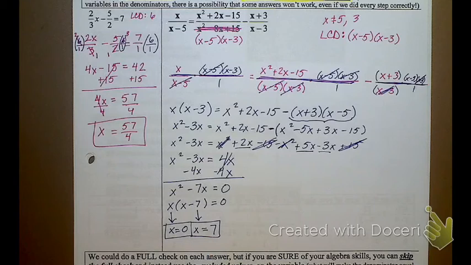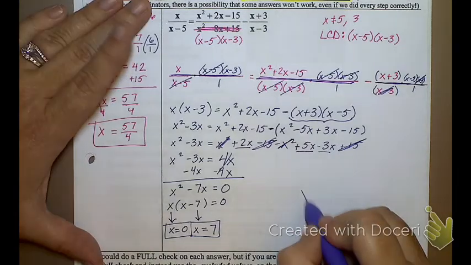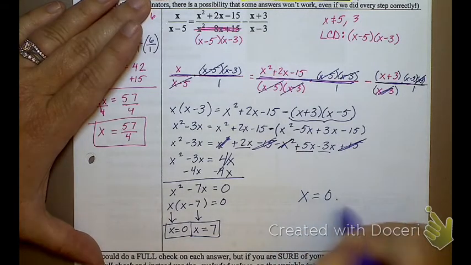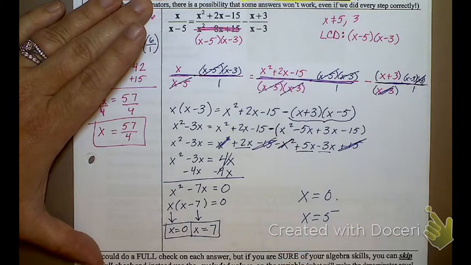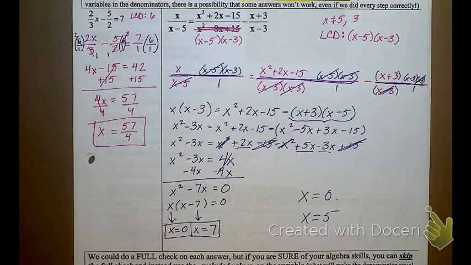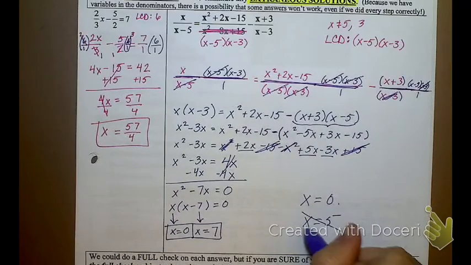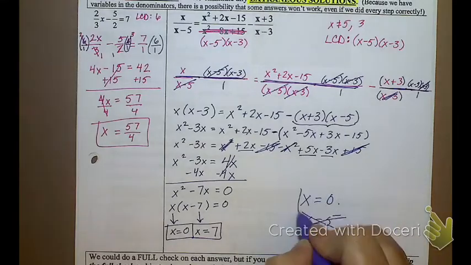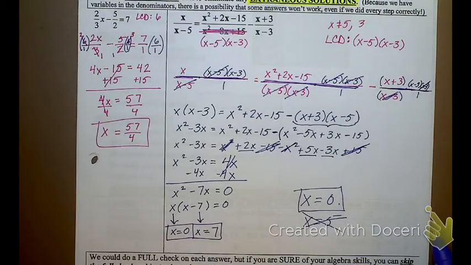Now, let's say that instead of x equals 0 and x equals 7, I got x equals 0 and x equals 5. What's the problem there? 5 is an LCD value. 5 is an excluded value. So guess what I do? Cross it out. I exclude that value, and my only answer is x equals 0.